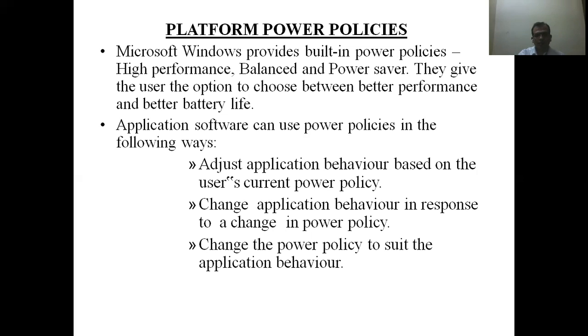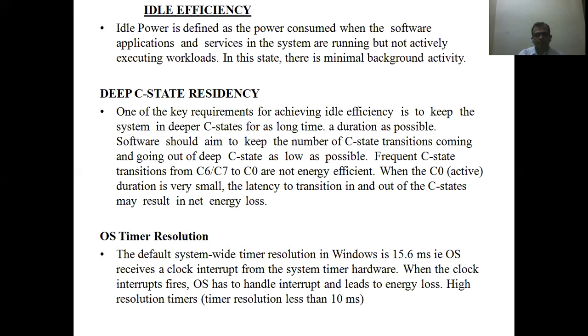Application software can use the power policies in the following ways. Adjust the application behavior based upon the user's current power policy. So according to the user's needs, you can adjust the application behavior. Change the application behavior in response to a change in the power policy. Change the power policy to suit the application behavior. So power policy rules can be changed to suit the application behavior.